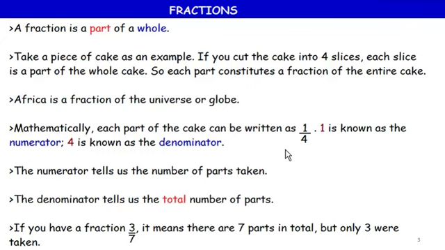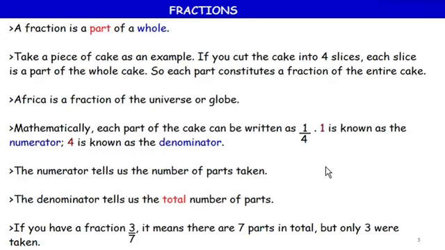Now, when you cut the cake into different slices, each slice constitutes a fraction of the entire cake, right? So the cake becomes the whole. When it was first baked or first presented, it came as one whole, but then you decided to cut it into different parts, right? So each part that you cut becomes a fraction of the entire cake. So that is what we simply mean by a fraction, a part of a whole.